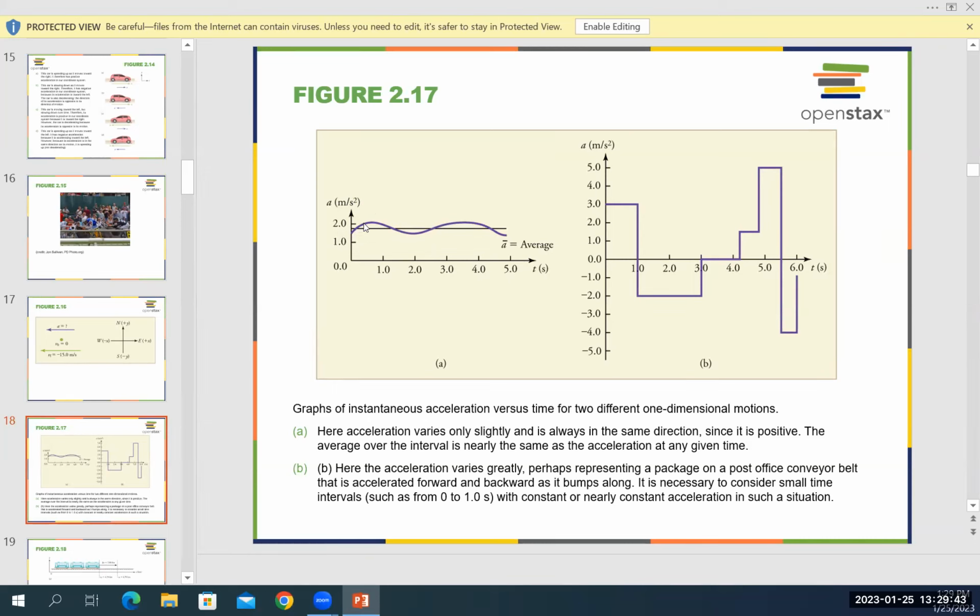A little more than 10. It goes up to about 20, and then it comes down to, I don't know, it looks like about 18 or something, then back up to about 20, and then back down. So this represents accelerating and decelerating just slightly.